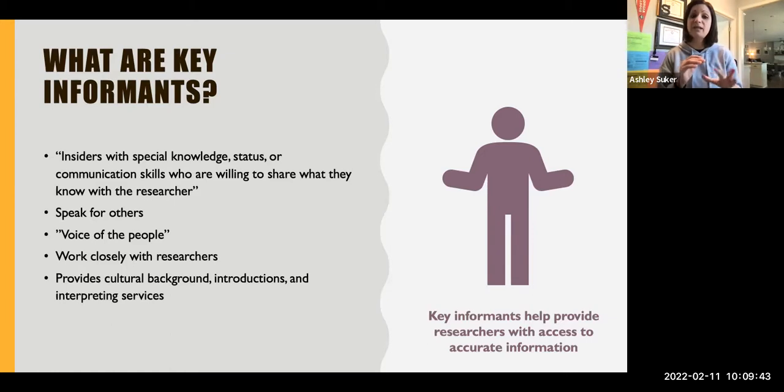They speak to others. They often act as a liaison or the voice of the people. They work very closely with the researchers. They might provide interpreting services, provide some cultural contacts, and introduce them to important people within the community. And having a key informant is critical to providing researchers with access to accurate information in a qualitative study. You need someone that you can return back to and say, does this seem right? You also need someone who has an inside track, who can help you talk to the people you need to talk to as the researcher.